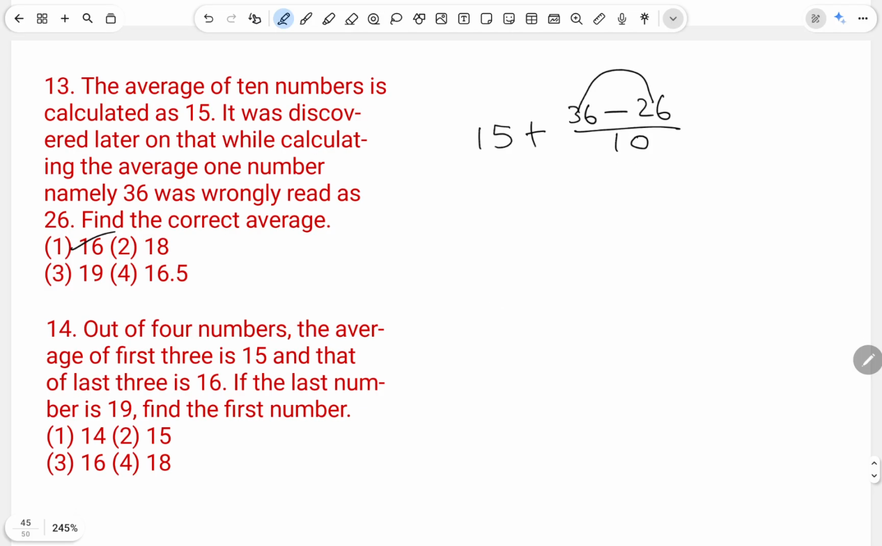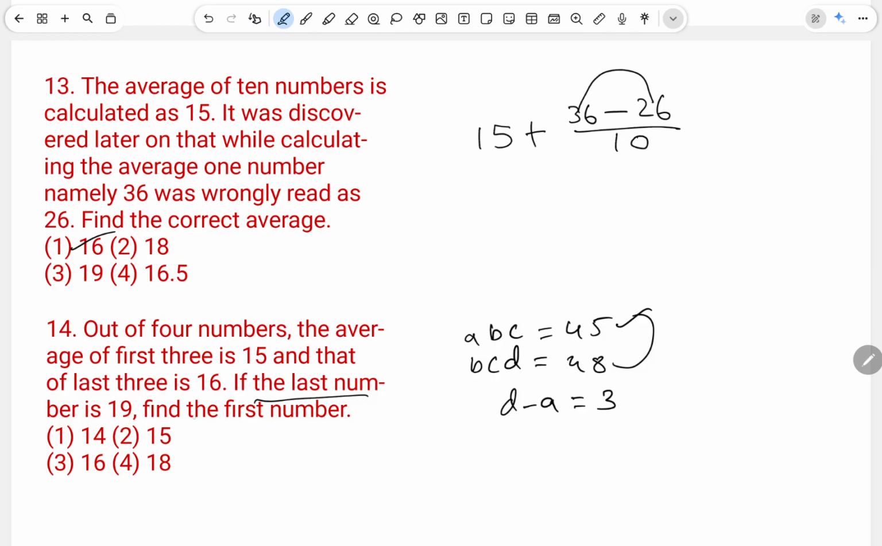Out of 4 numbers, the average of first 3 is 15. A, B, C, average is 15 means sum will be 45, and that of last 3, B, C, D, is equal to 16 means 48. If I subtract this from this, D minus A is equal to 3. If the last number is 19, 19 minus A is equal to 3, so A is equal to 16.